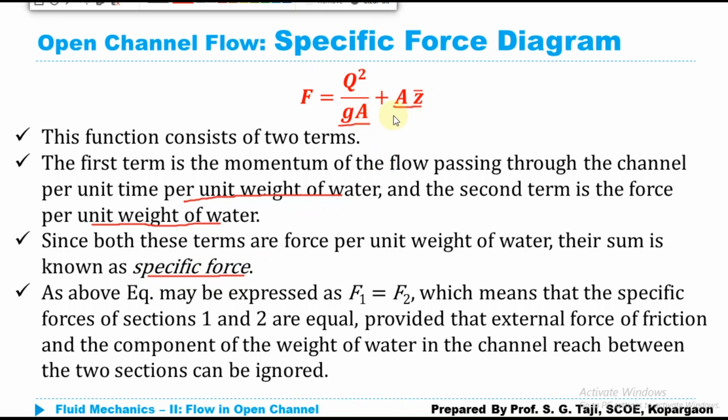Now by looking at our previous equation, this can be written as F1 is equal to F2, meaning that the specific forces between section 1 and section 2 are equal. But under which condition? When the weight of water and frictional forces are neglected. Force of friction and weight of water, all those forces are neglected. In that case, the specific force between the two sections is equal.